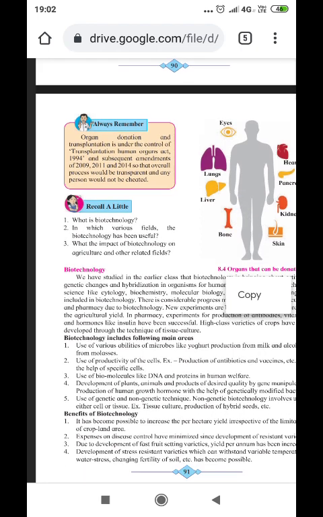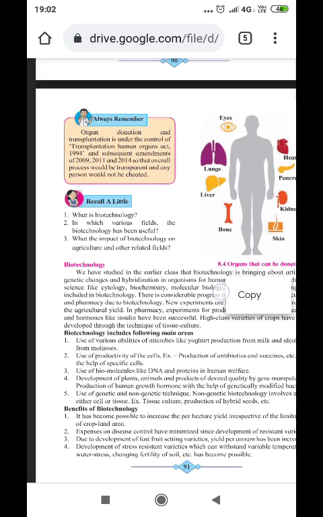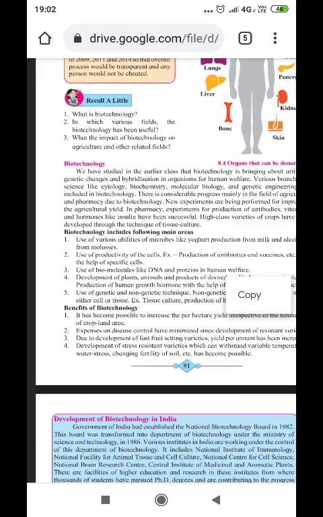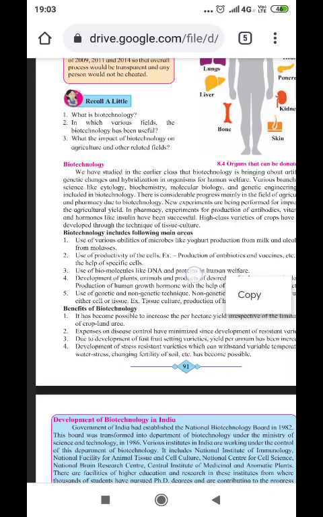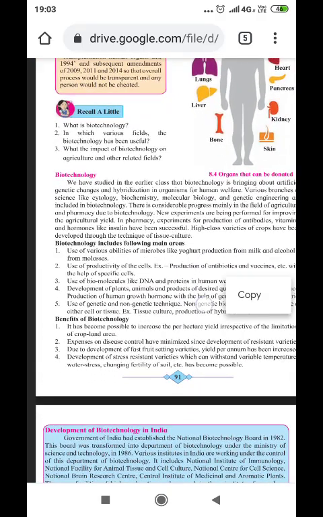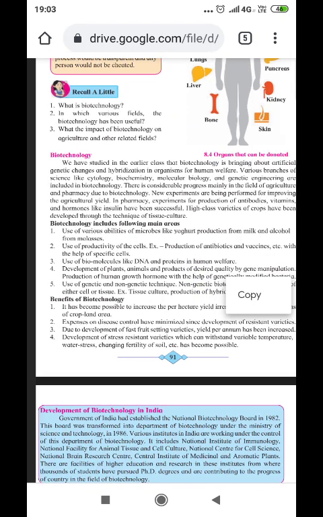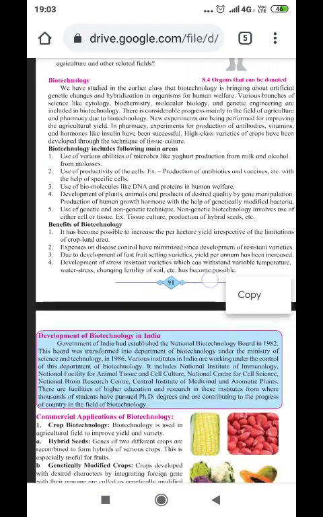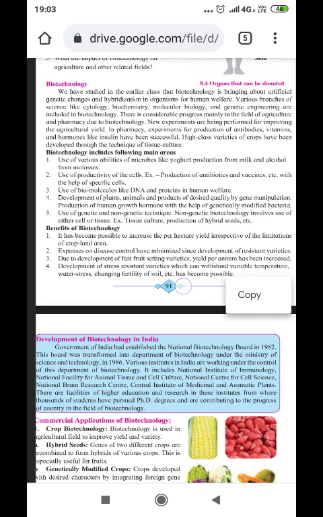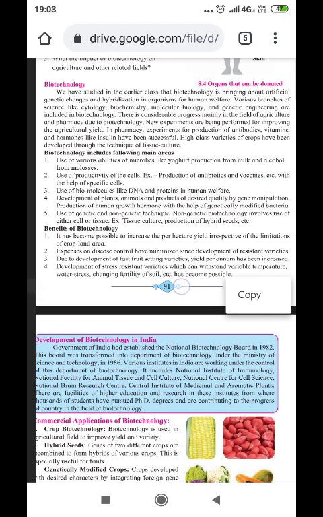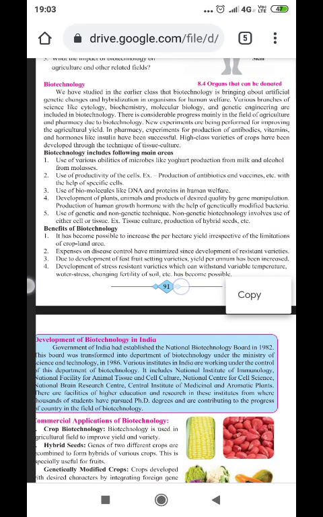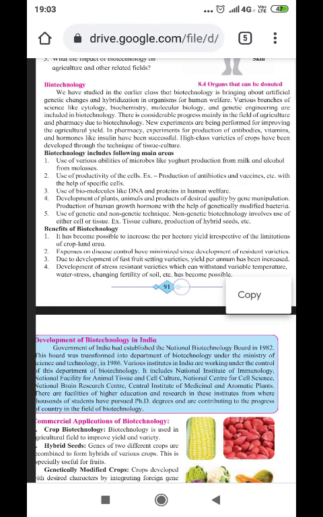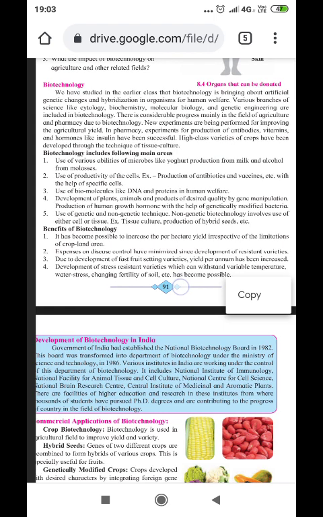Now we'll move to another subtopic of this lesson, which is called biotechnology. You have studied in an earlier class that biotechnology is bringing about artificial genetic changes and hybridization. Hybridization means mixing of characters in organisms for human welfare.